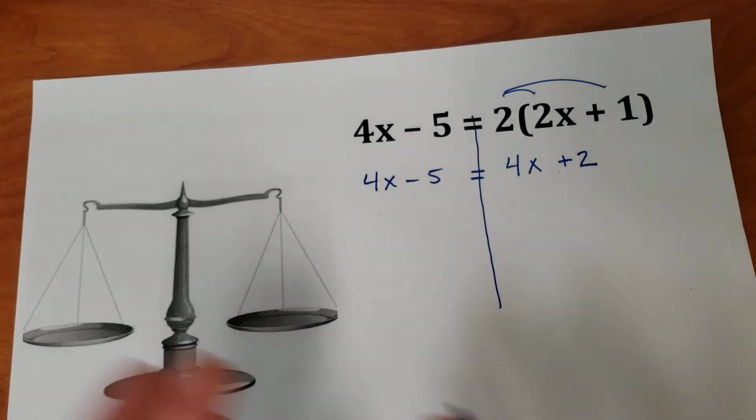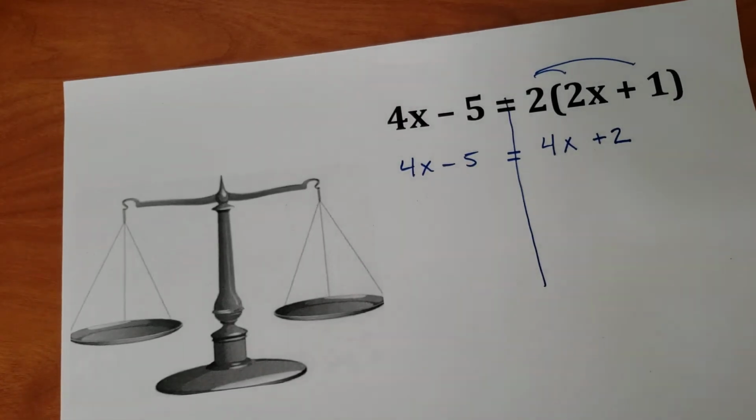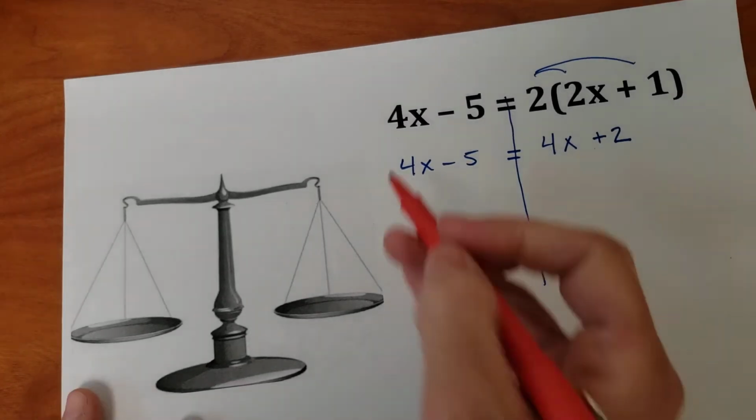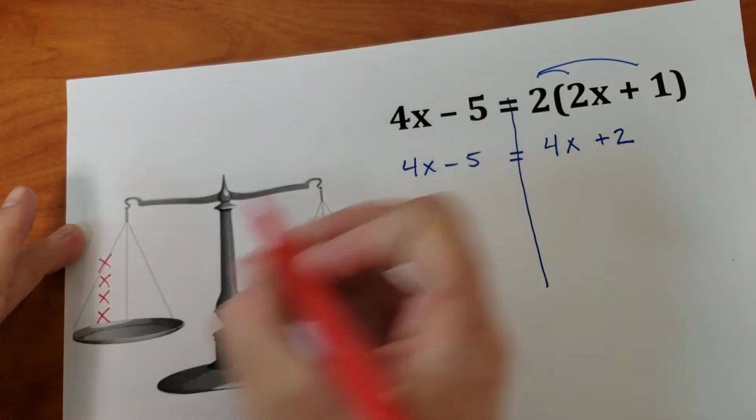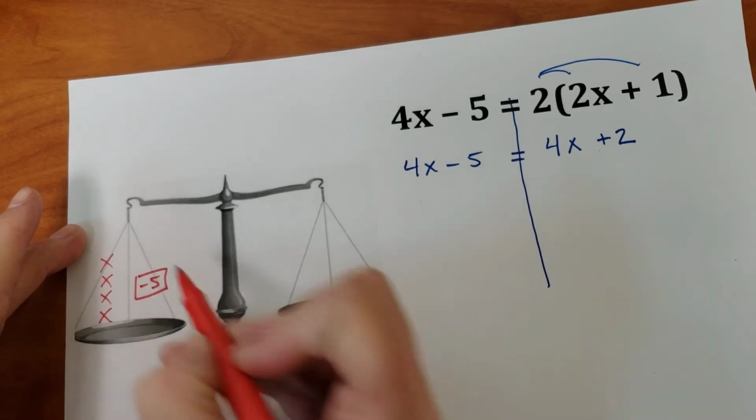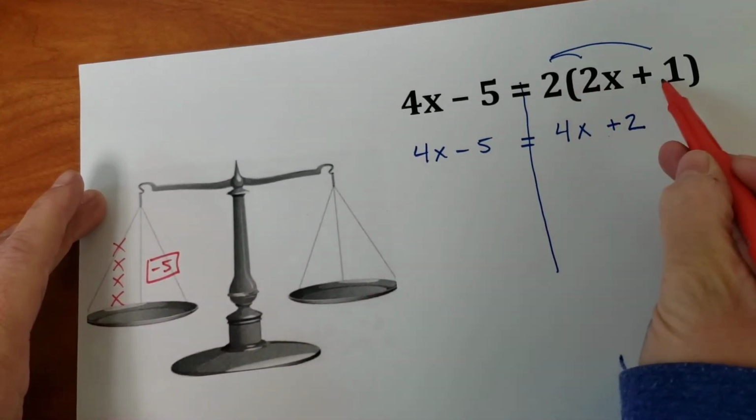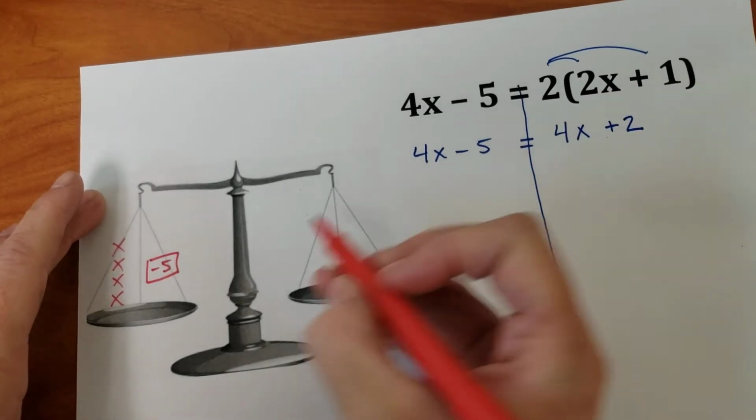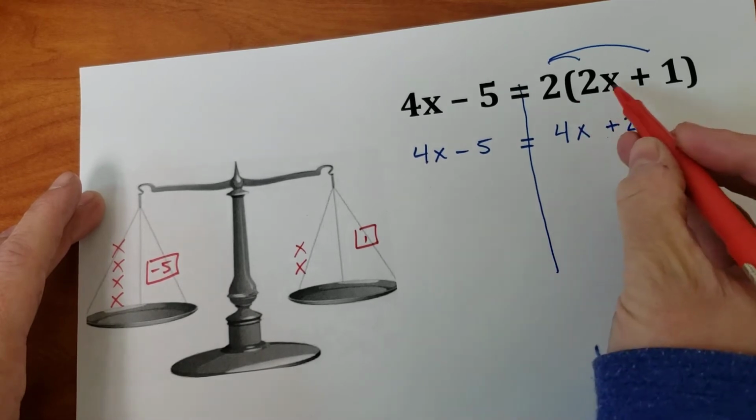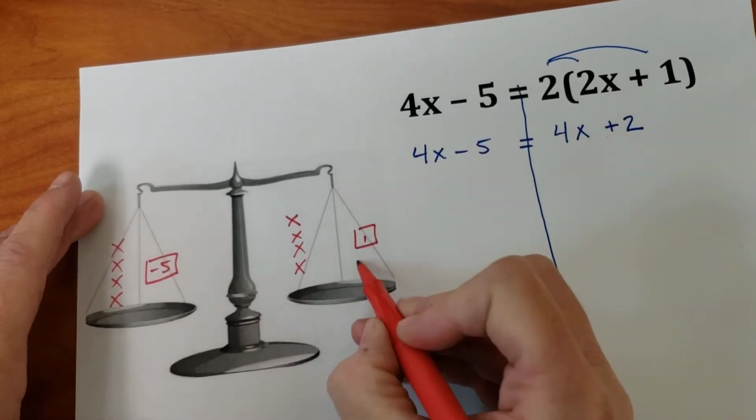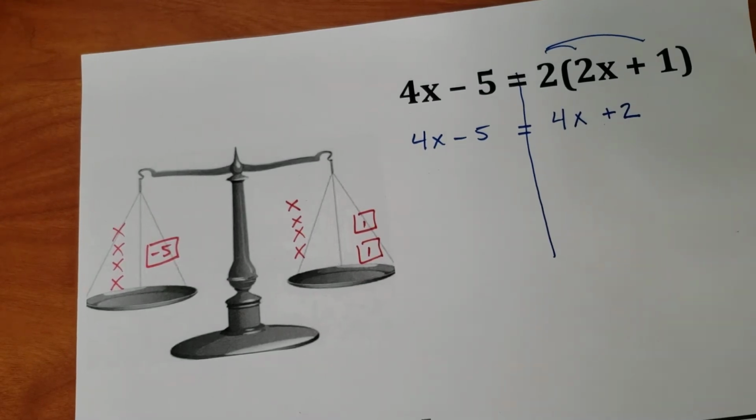There's not one bigger side. Let's just take a step away from the problem and let's draw what this would look like on the balance. Here I have 4 x's and a negative 5-pound weight. Over here on this side, I'd have two groups of 2x plus 1. So I'd have a group of 2x's and a 1-pound weight, and I'd have another group of 2x's and another 1-pound weight. Now it says that these two are balanced.